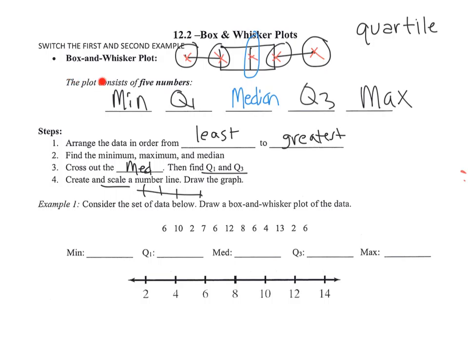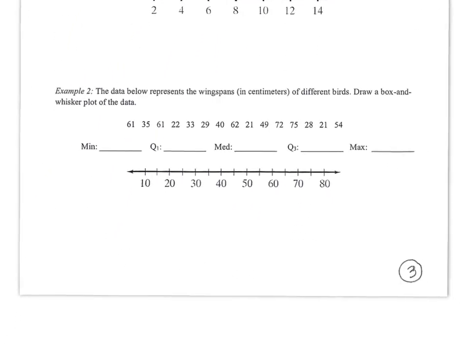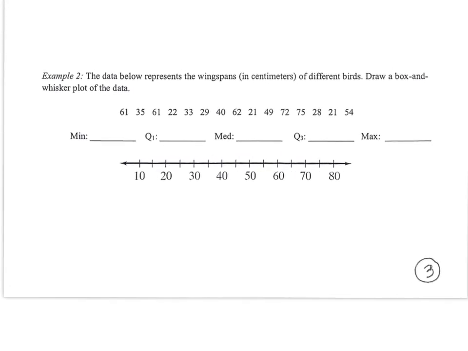So up here it reads that we should do the switch around the second example. So I'm going to slide down to the second example. The data below represents the wingspans for different birds. Draw a box and whisker plot. So step 1 was to order from least to greatest. So I'm going to write these numbers from least to greatest. 21, 21, 22, 28, 29. I'm going to stop and come back.